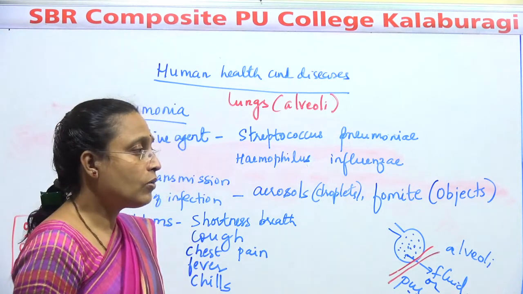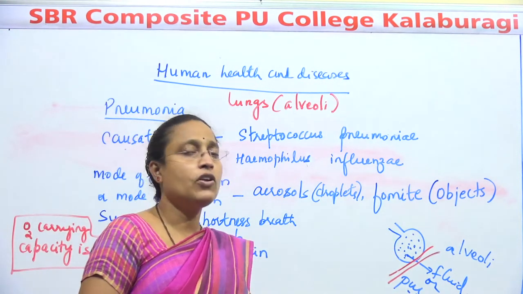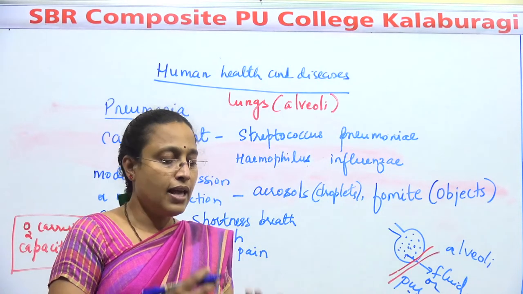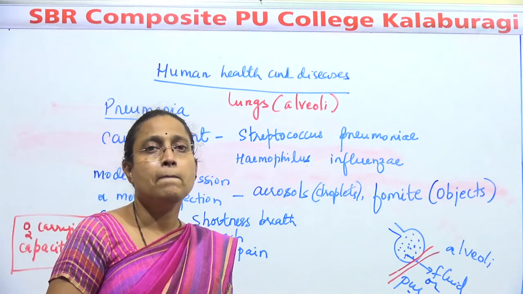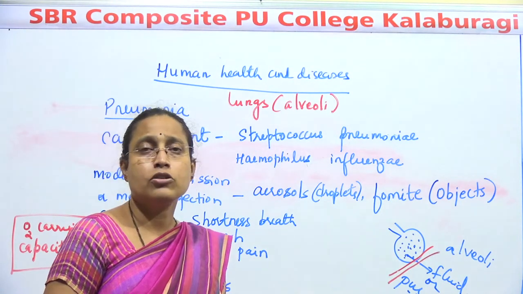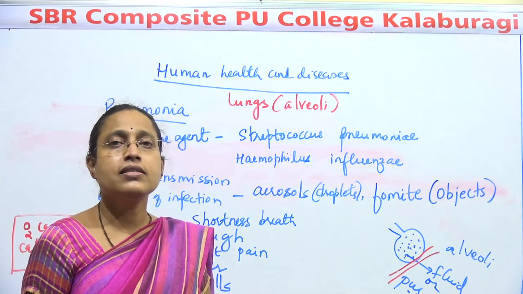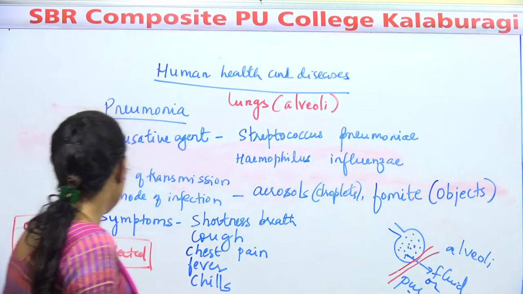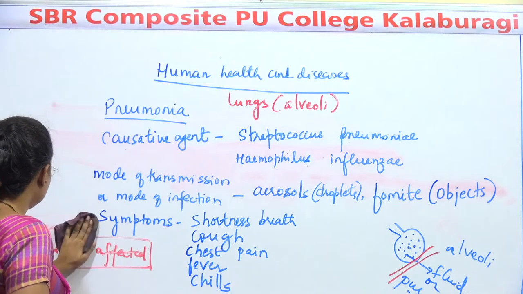And because now the oxygen concentration is less because of inflammation in the alveoli, the nails as well as lips turn blue. It is also sometimes called cyanosis. That is in case of advanced stages. So now, symptoms in advanced stages.